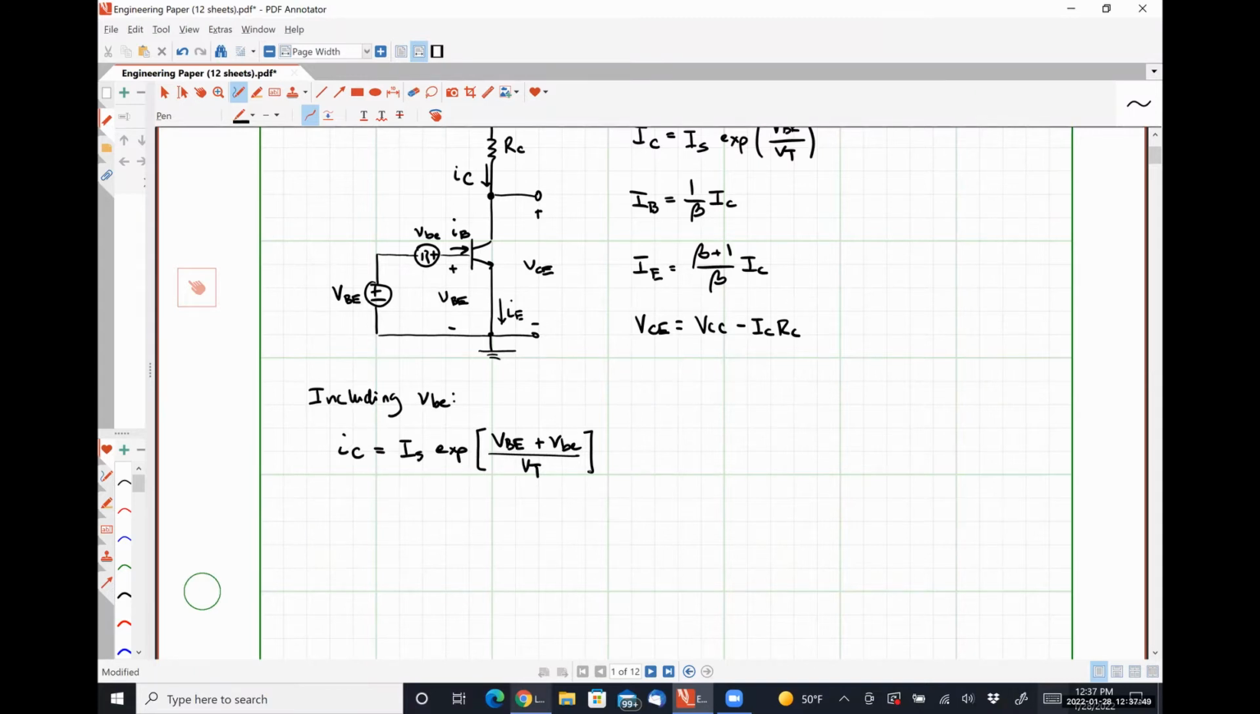Well, when I have an exponential function and the argument of the exponential function is a sum, I can break this into two exponential functions, right? So I can say that this is IS exp capital VBE over VT multiplied by exp lowercase vbe. Let me make that v smaller.